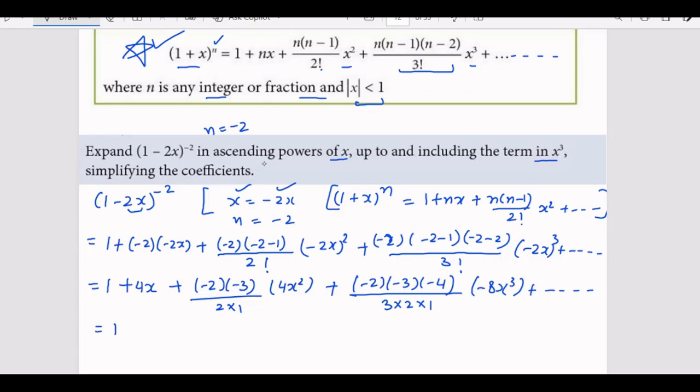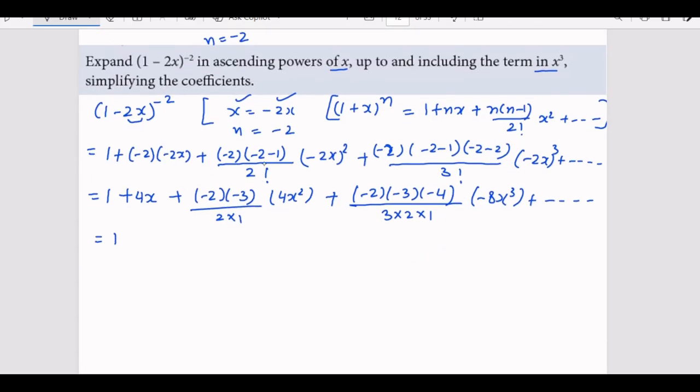So further simplify this one, 1 plus 4x plus, this is going to get cancelled, 4 times 3 is 12, positive 12x squared, and similarly we solve this one, this all you can see becomes positive, and you multiply, this 3 is gone, this 2 is gone. So 8 times 4, it is 32, and x cubed, right? This is what we got.